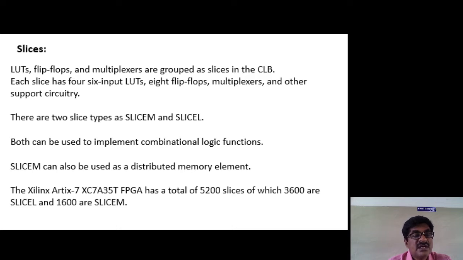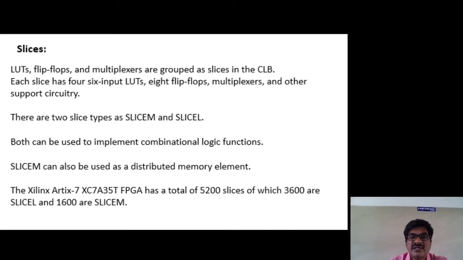Then coming to another section in the CLB, which is slices. So what is a slice? We can treat a group of LUTs, flip-flops, and multiplexers as a slice. In each CLB in general, how many such slices will be there? Many slices are there, based on the FPGA.